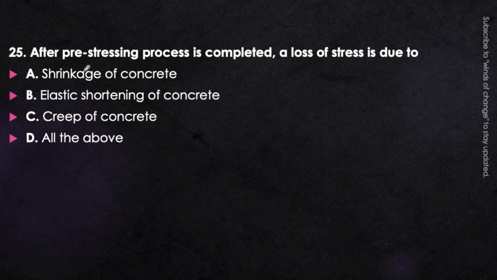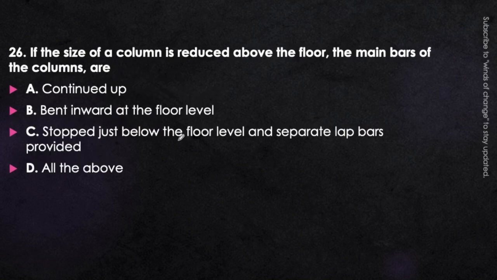Next question. After the pre-stressing process is completed, a loss of stress is due to shrinkage of concrete, elastic shortening of concrete, creep of concrete, or all of the above. It is a very easy question. After pre-stressing is completed, the losses will be because of all of these. Option D is correct, because of shrinkage as well as elastic shortening as well as the creep of concrete. Okay. Next question.